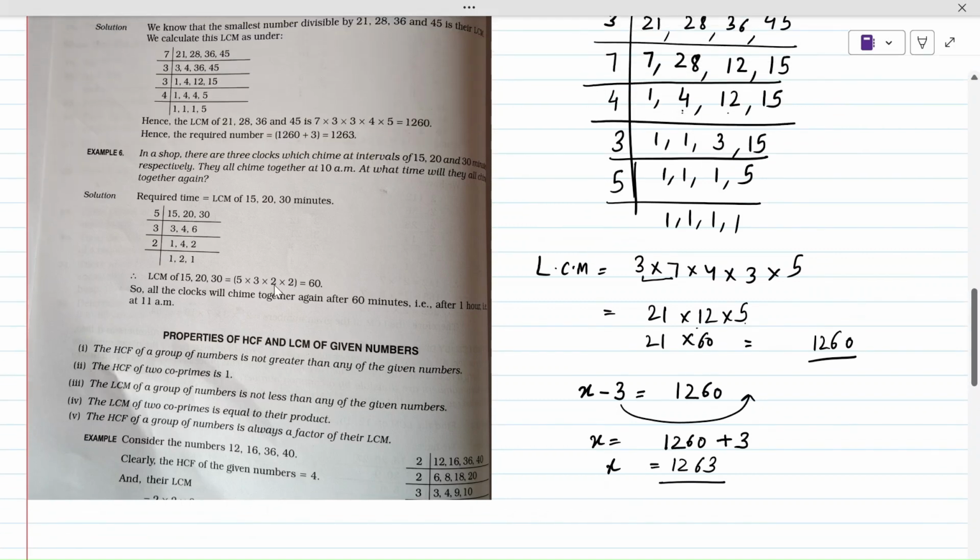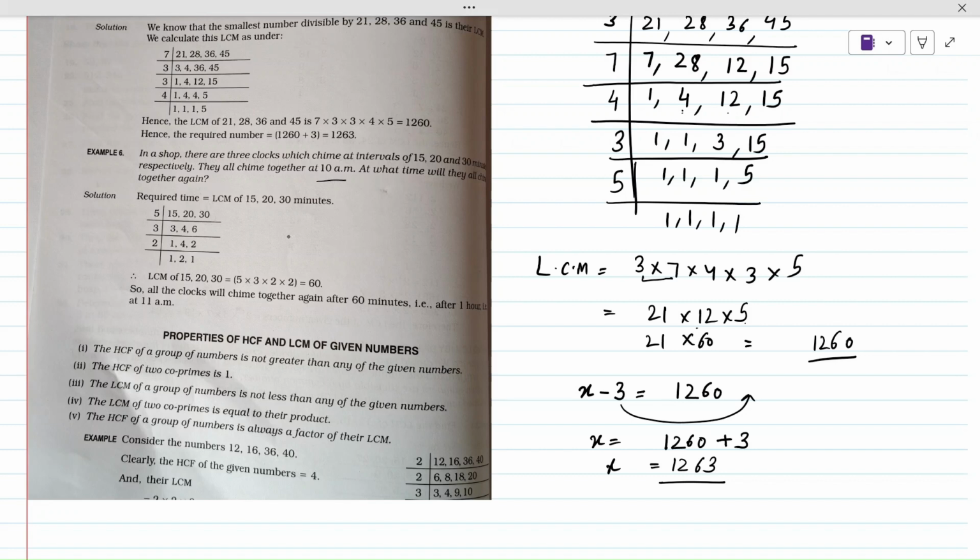Next. In a shop, there are 3 clocks which chime at intervals 15, 20 and 30 minutes respectively. So there are 3 clocks which chime at the interval of 15, 20 and 30 minutes. They all chime together at 10 a.m. So that means that this 10 a.m. is the time when all the 3 clocks chime together.